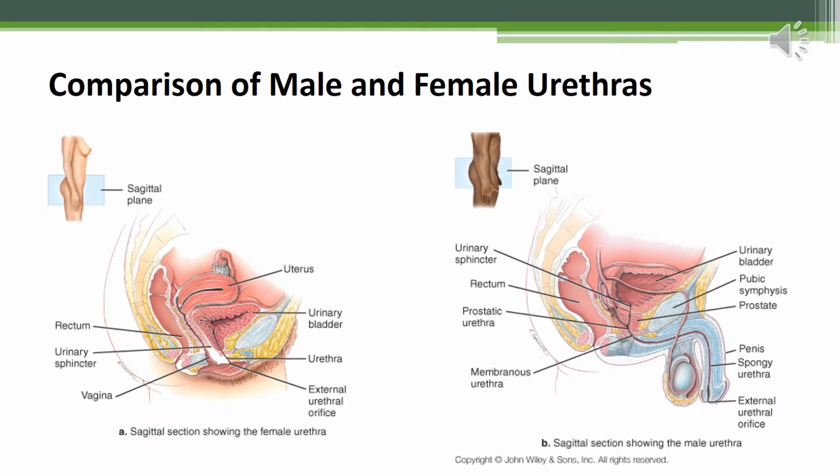These diagrams provide a comparison of the male and female urethras, and don't worry about any of these other parts. We'll cover them in the reproductive system. But in the female, you can see the urinary bladder and the urethra, and in the male, you can also see the urinary bladder and the much longer urethra.